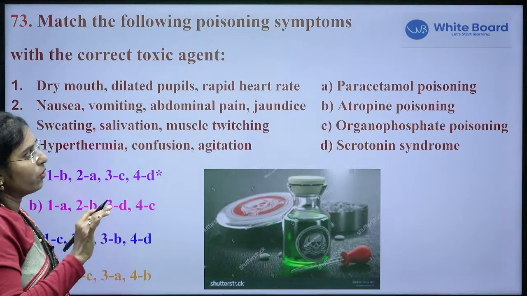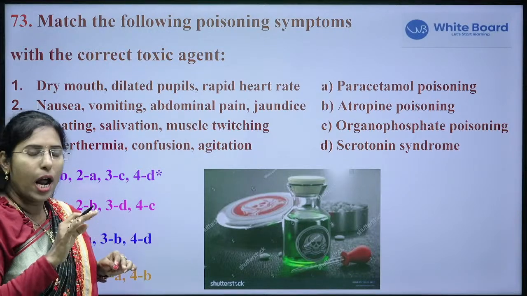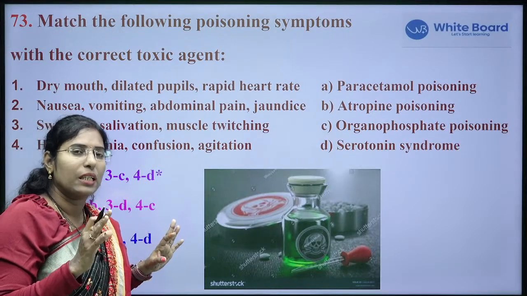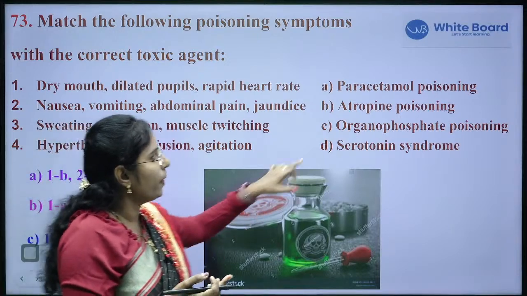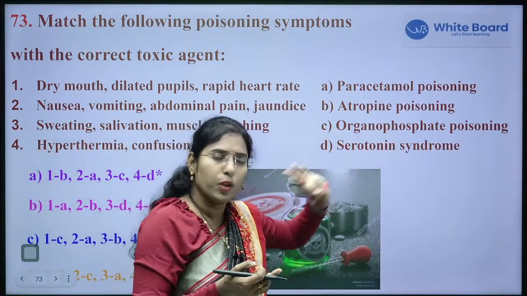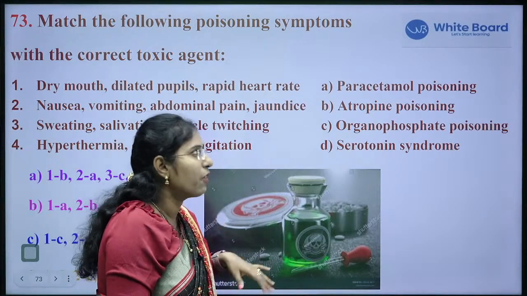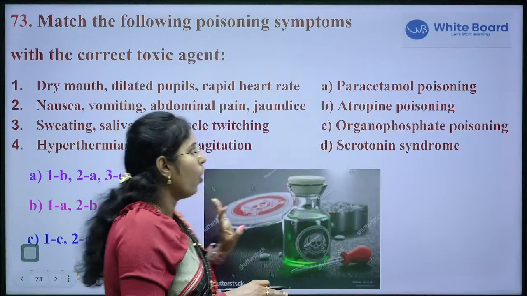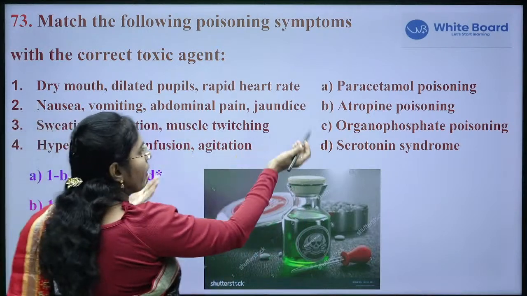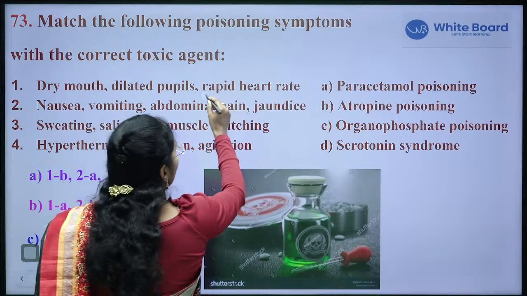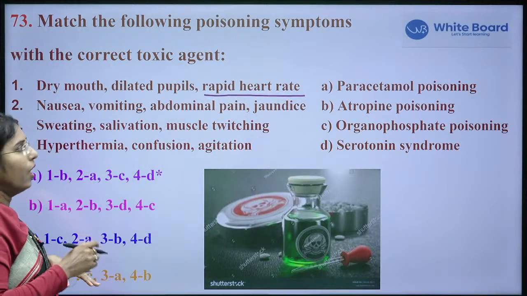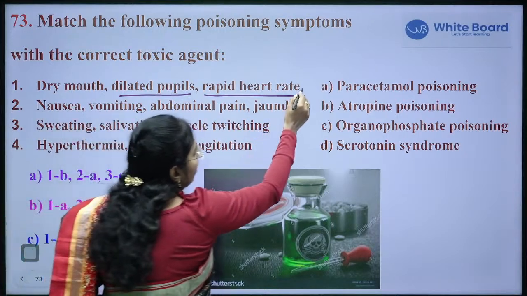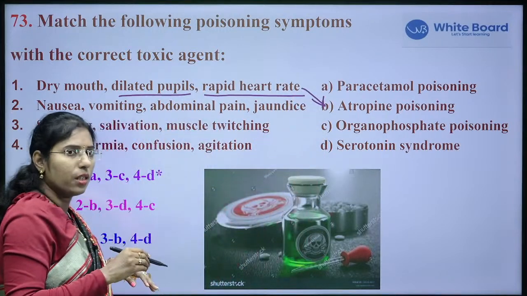So just now I have discussed atropine with you. Generally atropine is used to increase the heart rate, and this atropine is used for treating organophosphate poisoning also. But in case atropine is overdosed in a person's body, then it leads to atropine poisoning. So at that time what happens? If atropine is more, it leads to rapid heart rate. So dry mouth, dilated pupils and rapid heart rate are due to overdose of this atropine.